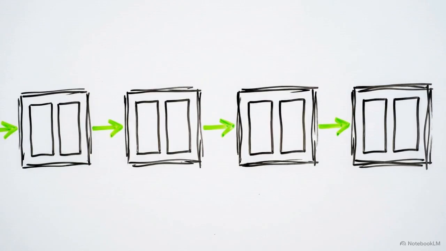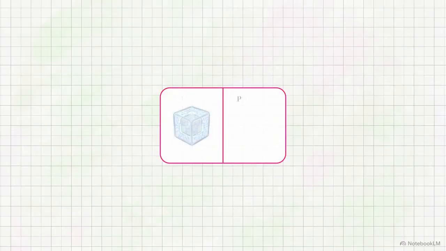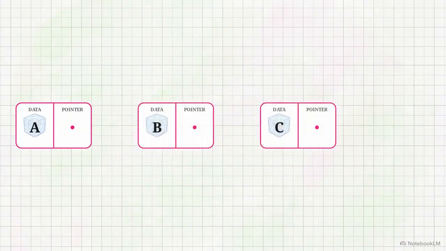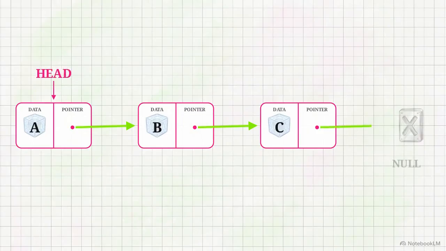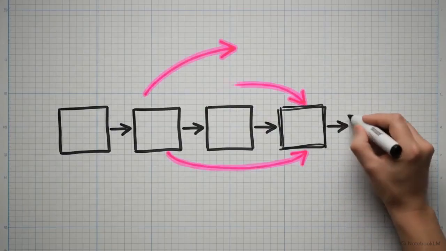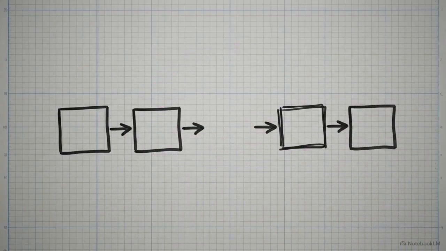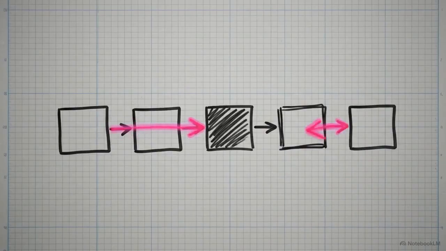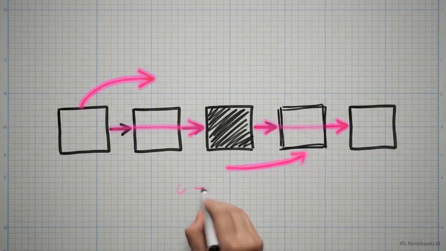It stores information in individual units called nodes. Each node holds a specific piece of data along with a pointer. That pointer is exactly what it sounds like: a directional address pointing to the next node in the sequence. They link together from the starting head all the way to a null endpoint. The defining rule of the linked list is total structural freedom. You are permitted to insert or delete data absolutely anywhere in the chain.